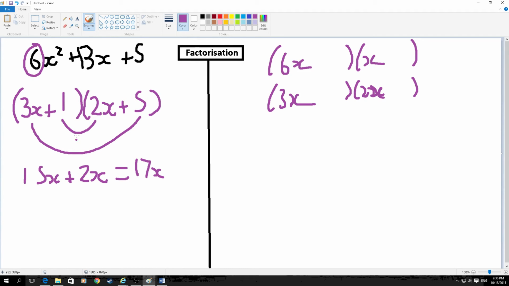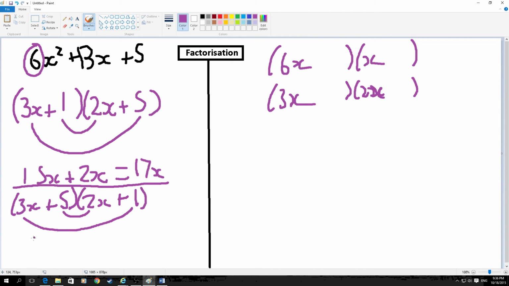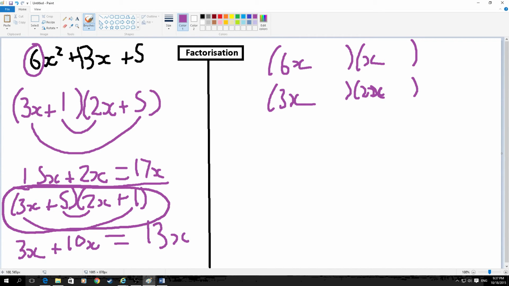But if I try and change this around, it may work. So if I do 3x plus 5 and 2x plus 1, then 3x plus 10x equals 13x. See? That is the correct factorized answer for this. So there are several different answers you can get, but you just have to try till you get the answer.